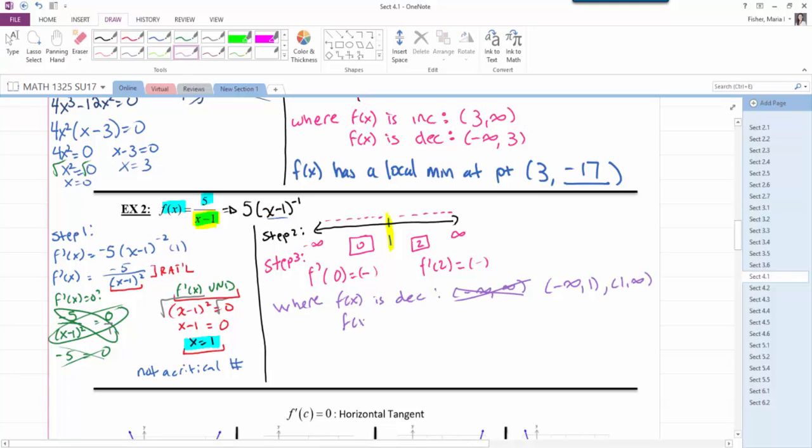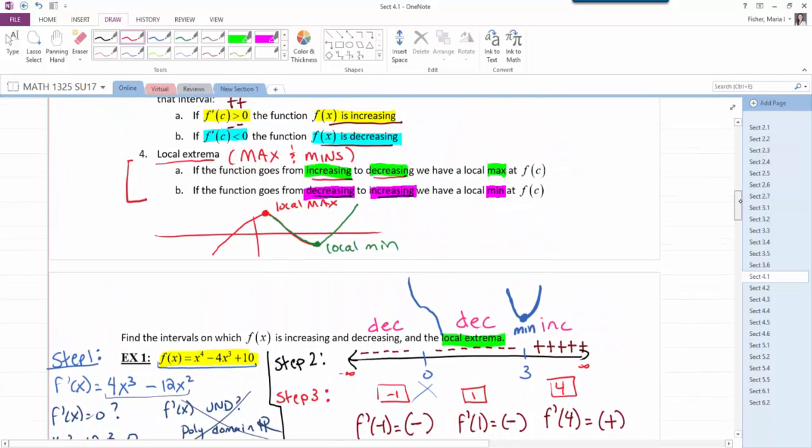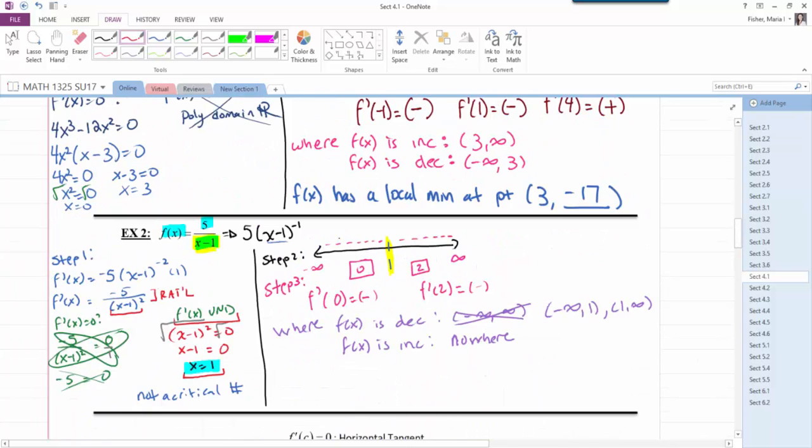So where is this function increasing? Well, the function is increasing nowhere because it's always decreasing. And finally, do I have local extrema? That's step number 4. Step 4 is asking us to figure out if we have local extrema. Well, I don't have local extrema because our function has to go from increasing to decreasing to have a max, or decreasing to increasing to have a min, and I am not. Well, I'm going from decreasing to decreasing some more. So for step 4, I know I have no local extrema.